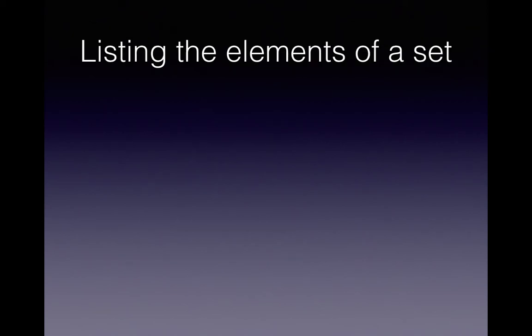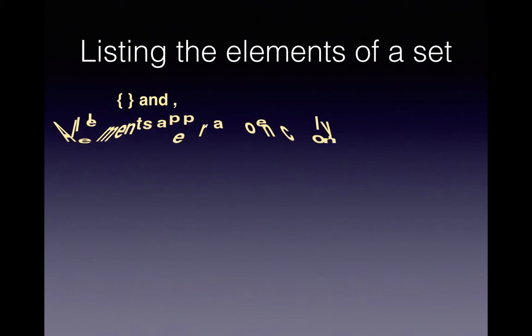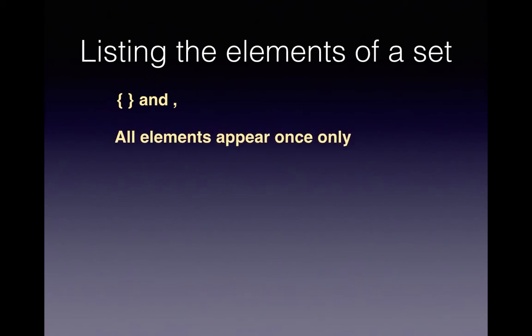All right, listing elements of a set. So there are 2 things to remember when you're listing the elements or the parts of a set or the constituents of a set. 1, the listings have to be inside these curly brackets, and 2, you need commas. Now 3 then, all elements appear once and only once.